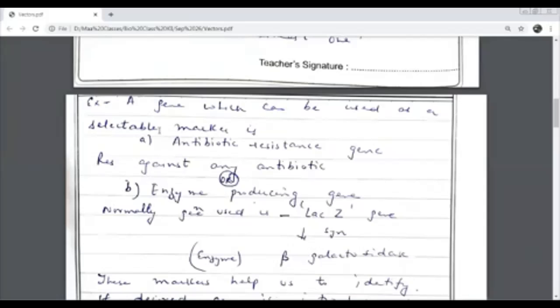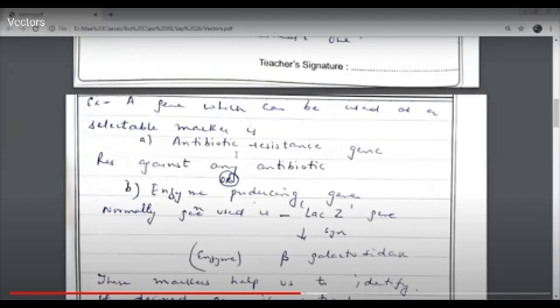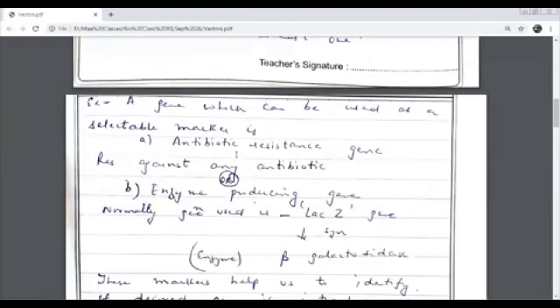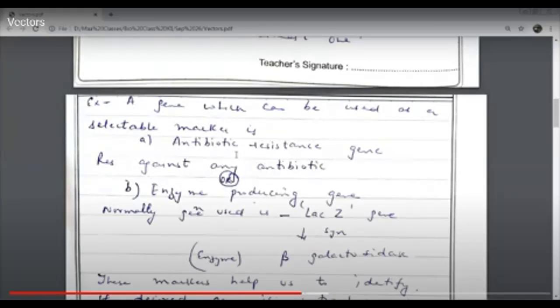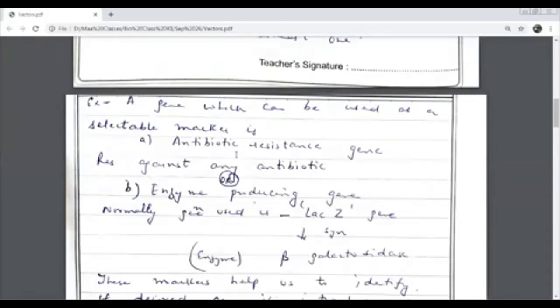There are two types of genes which can be used as selectable markers. The number one are antibiotic resistance genes. How will we check that this gene is present? Supposing I have taken resistance against any antibiotic, tetracycline for example. I have this antibiotic resistant gene, so this will act like my selectable marker.